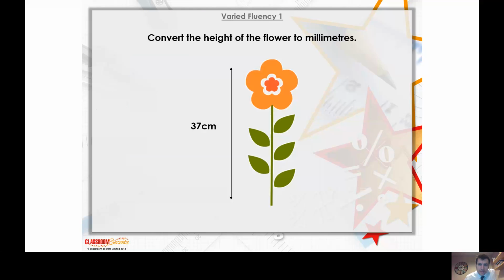So well done, mate. Now we've got a flower here. It might be one of those flowers that we had in the corner of our room. I'm not sure if the key worker children are watering that. We'll need to make sure.